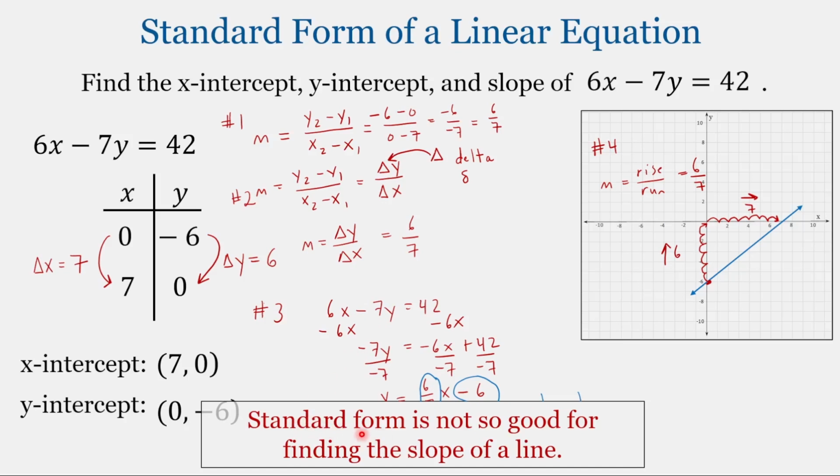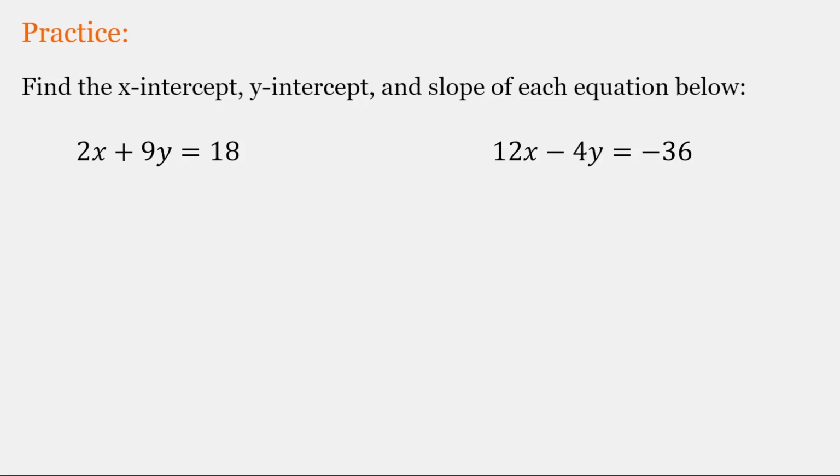So with standard form, although you have a lot of options, you do have to do some work in order to find the slope of a line when the equation is in standard form. It's not as apparent as when the equation is written in either slope-intercept form or point-slope form. So the standard form may not be so good for finding the slope of a line, but you still can. A great way to learn is practice on your own. We will discuss in a bit, but go ahead and pause your screen and do these 2 problems.